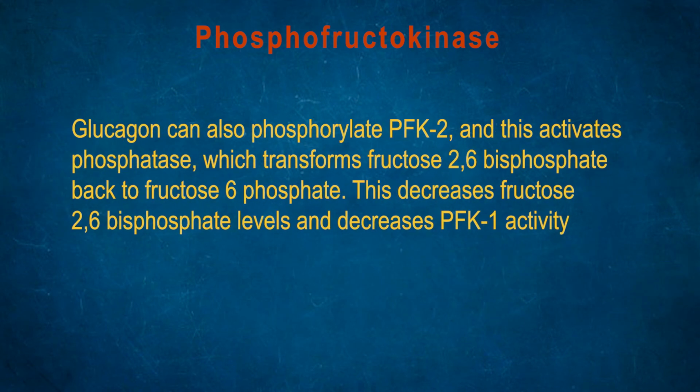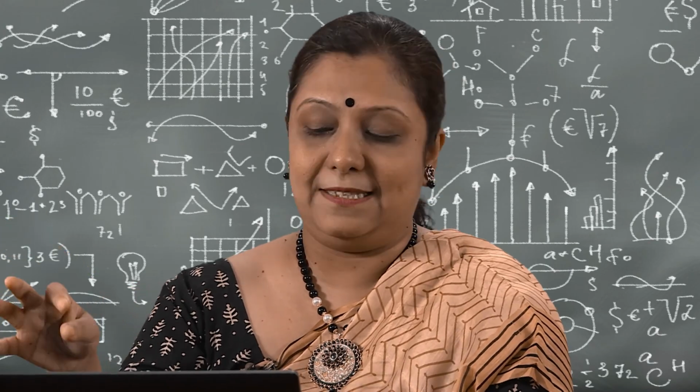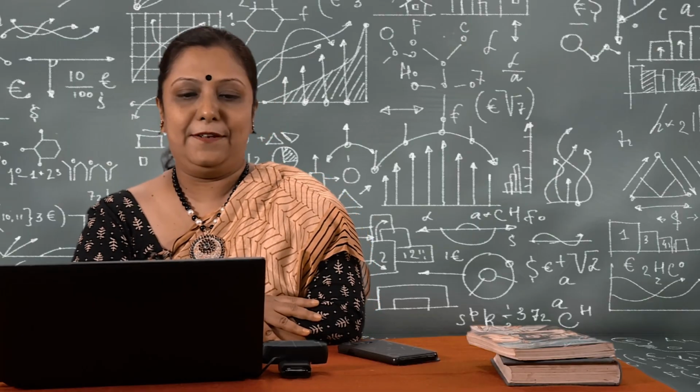Glucagon can also phosphorylate PFK2 and this activates the phosphatase, which transforms fructose 2,6-bisphosphate back to fructose 6-phosphate. That means this decreases fructose 2,6-bisphosphate levels and decreases PFK1 activity. PFK is actually the pacemaker. It's a pivotal enzyme.